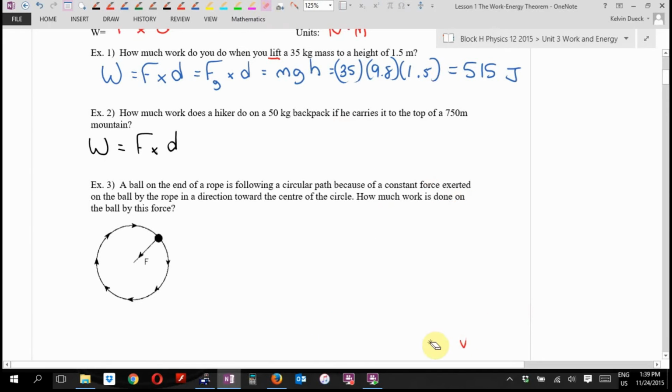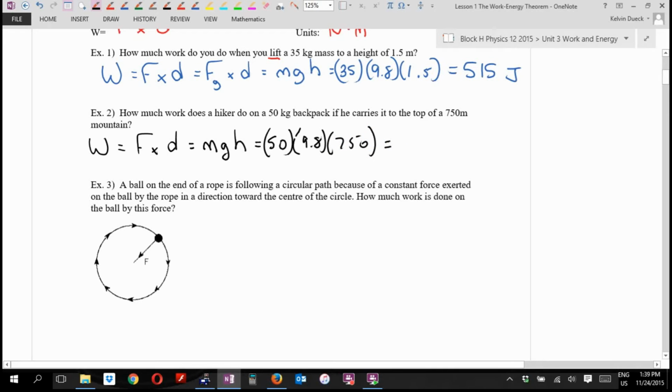If you want to calculate how much work this person did, it's going to be, again, gravity times the height, force times distance, mgh. Where the backpack is 50 kilograms, it's a pretty heavy backpack, about 120 pounds, so a small person. G, 9.8.